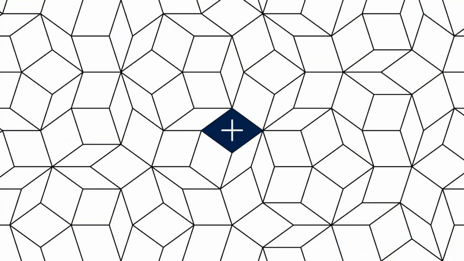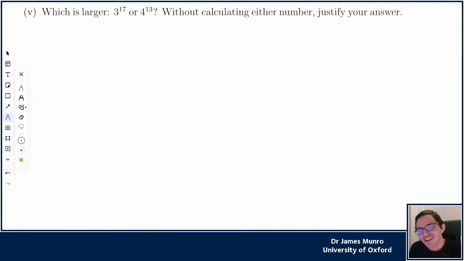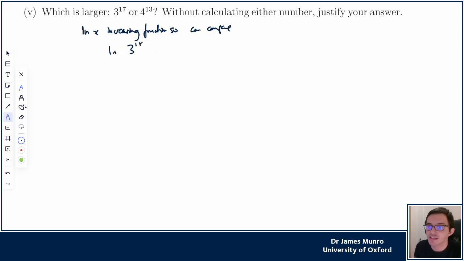Okay, last part of the question, we are asked to compare 3 to the 17 and 4 to the 13. There's a trick to this. We should not try and work out these numbers, they're huge. We should compare their natural logarithms. Natural logarithm is increasing, so we can compare natural log of 3 to the 17 versus natural log of 4 to the 13.